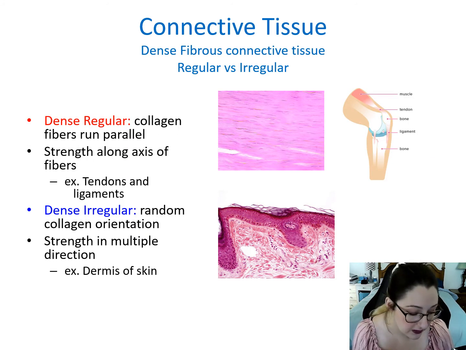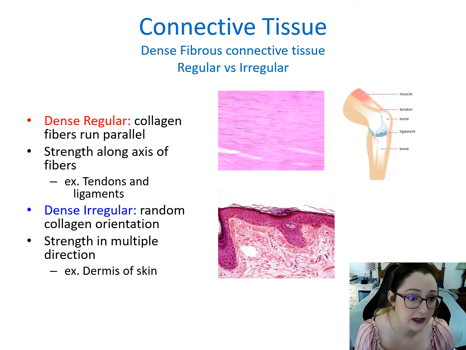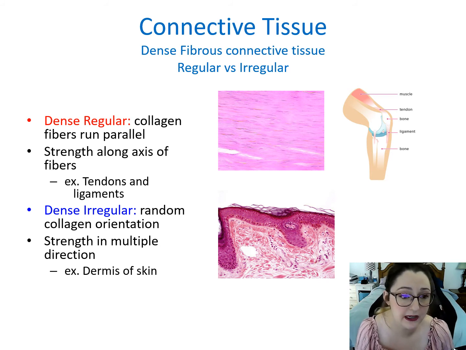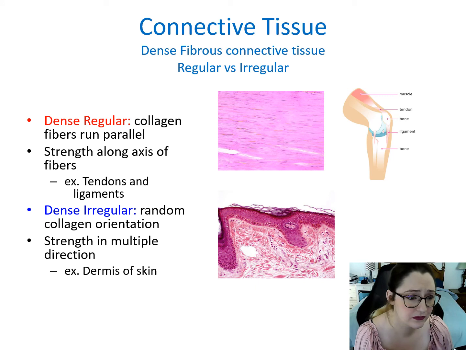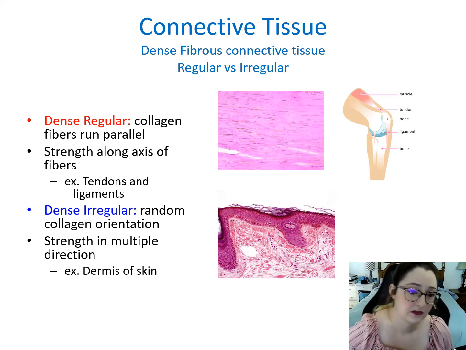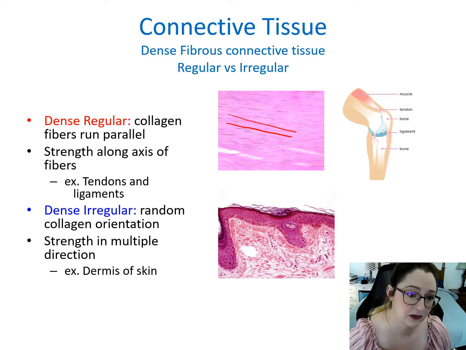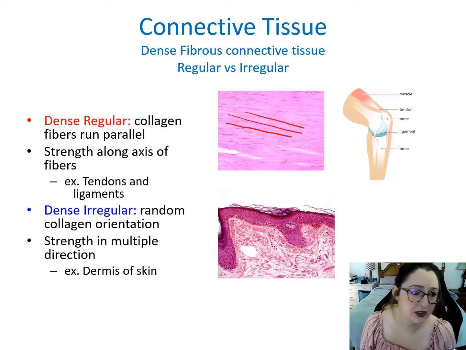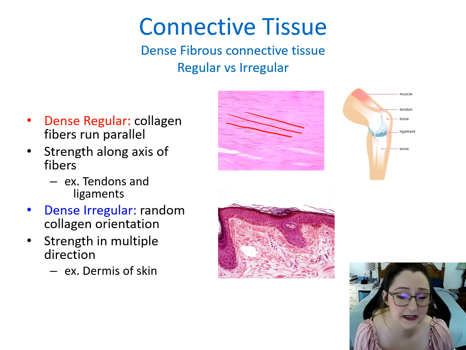Next up, we are going to have our dense fibrous connective tissue, regular versus irregular. First is dense regular, which is going to be collagen fibers that run parallel to each other. So you can see that here. They're just running along with each other. They're going to have strength along the axis of the fiber. And the example I want you to think of is tendons and ligaments.